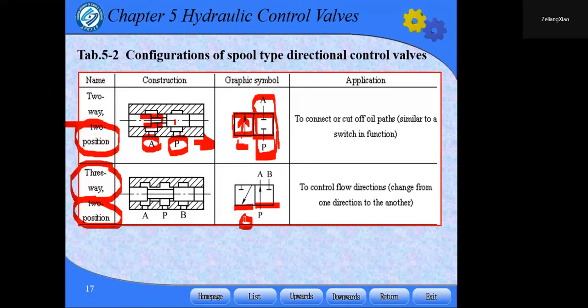In the left position, this is B, and this is P. P and B are connected. This means connected. B and P are connected, and this means the load is connected, or is perpendicular. So A is perpendicular. In this direction, in this position, A and B are connected. So in this position, you can see B and P.